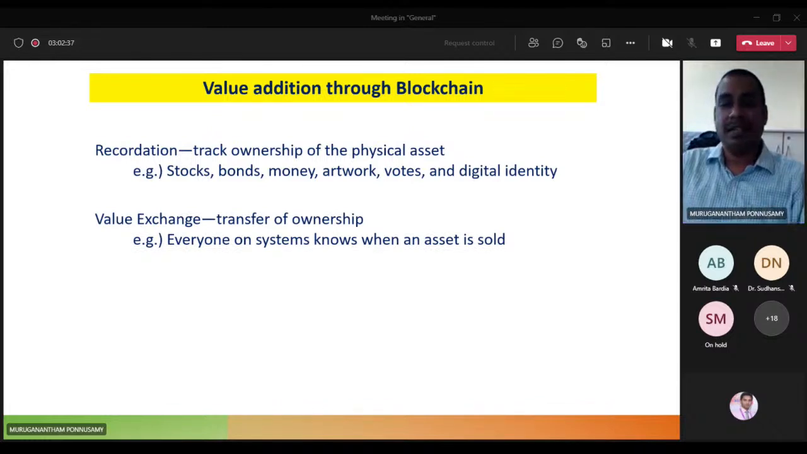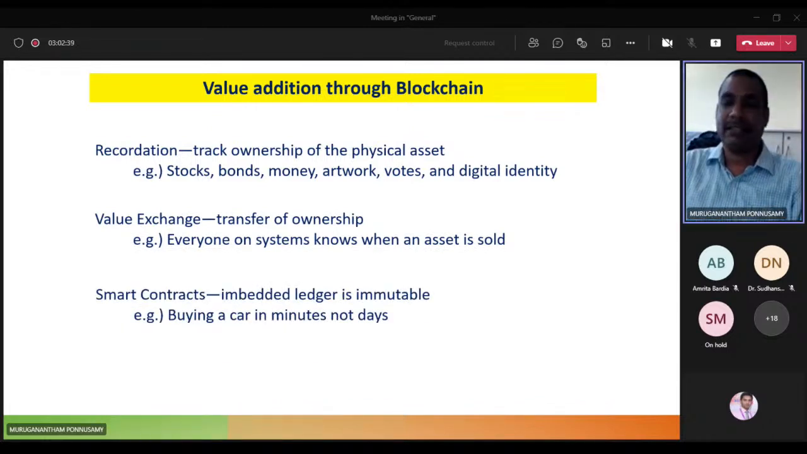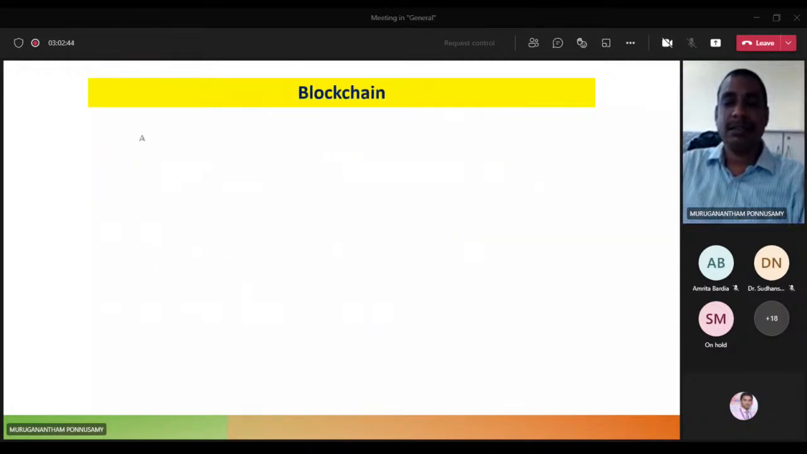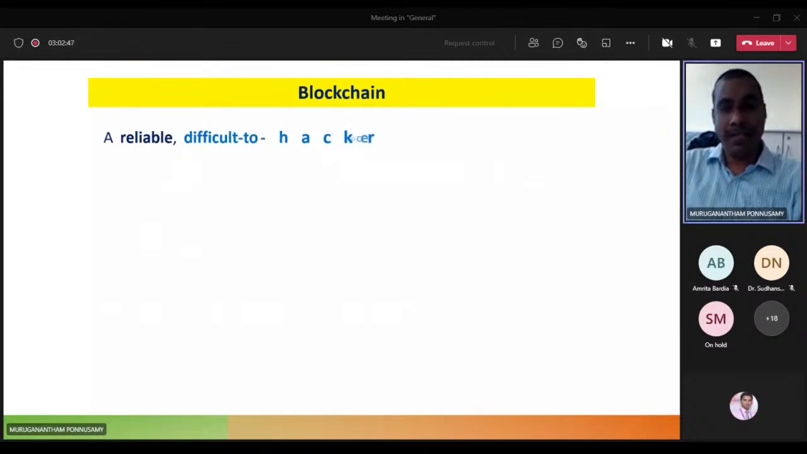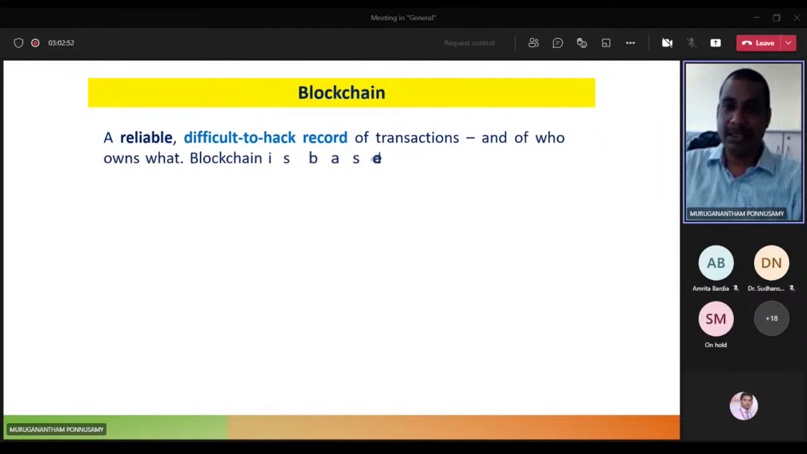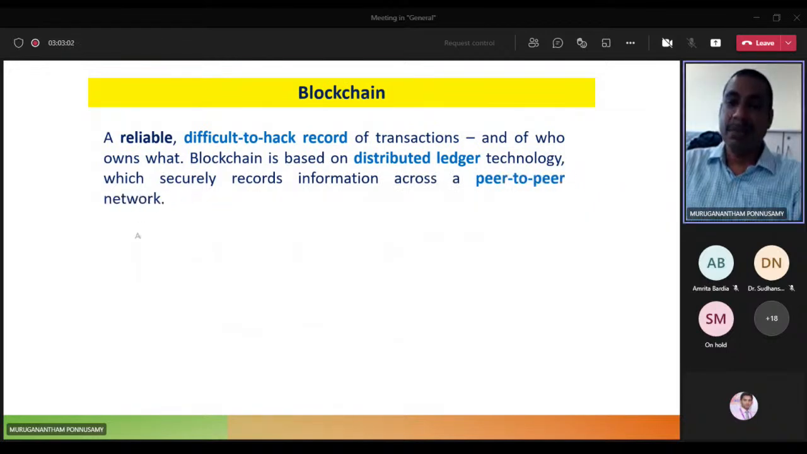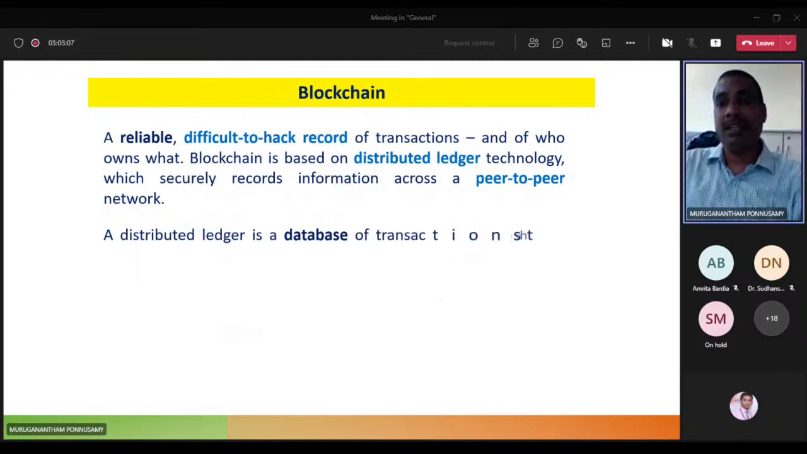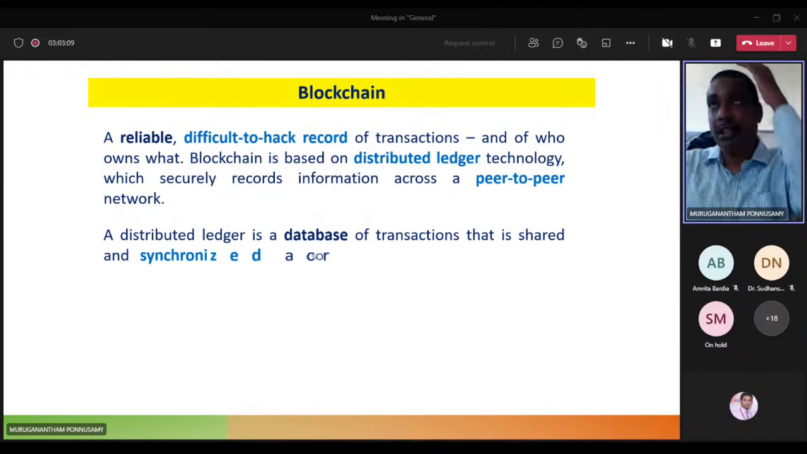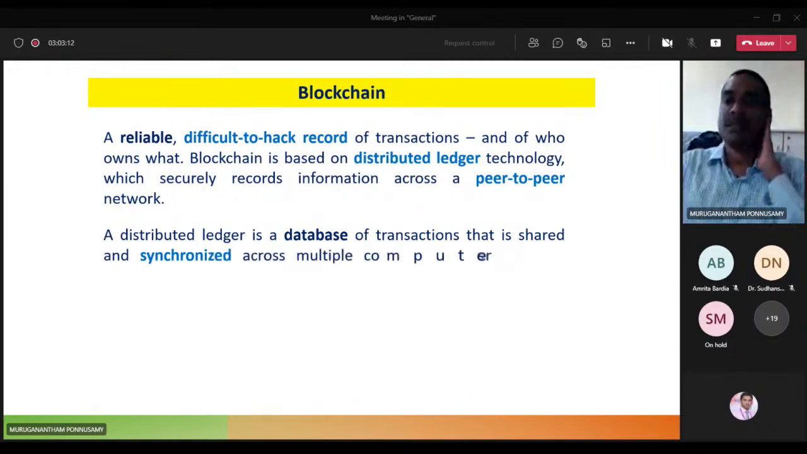Value exchanges. Third one, smart contract. I hope some of you may be aware of smart contracts. We already spent some time on the definition of this particular technology. A reliable, difficult to hack record of transactions and of who owns what. It is based on distributed ledger technology, which securely records information across a peer-to-peer network.